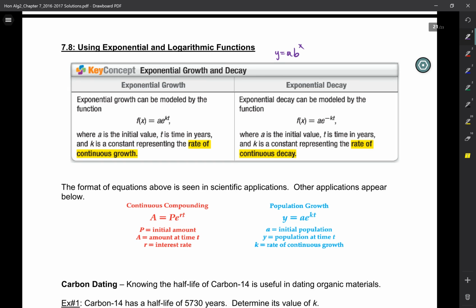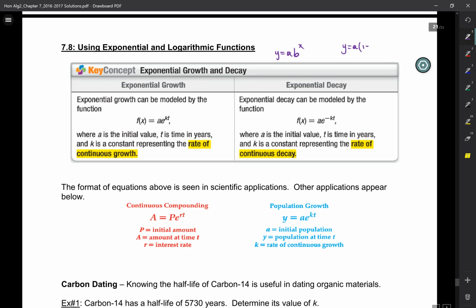So what are some things that change according to exponential growth? We talked about population. We talked about population of people, animals, bacteria. Radioactive decay, right? Like if you have an isotope of uranium, it decays, right? It goes through radioactive decay. That is exponential growth.